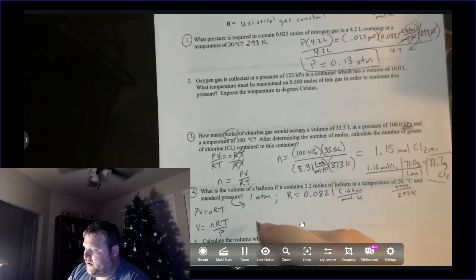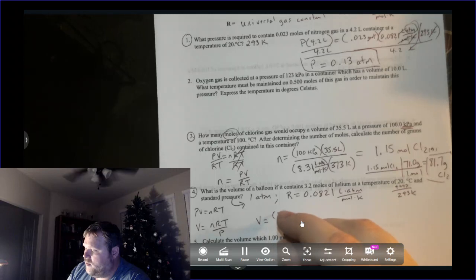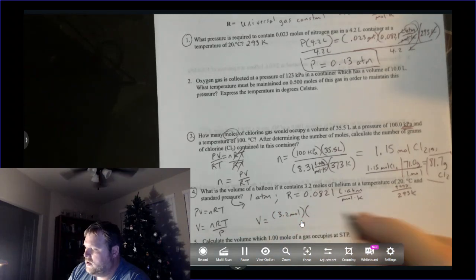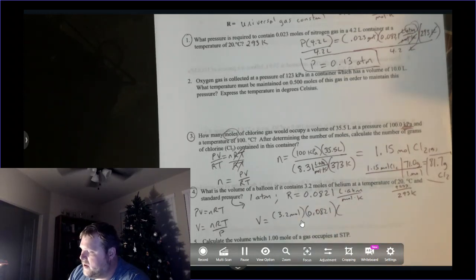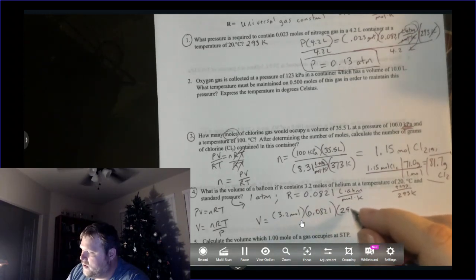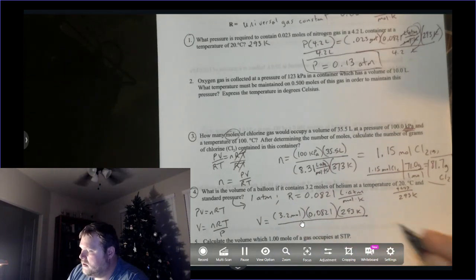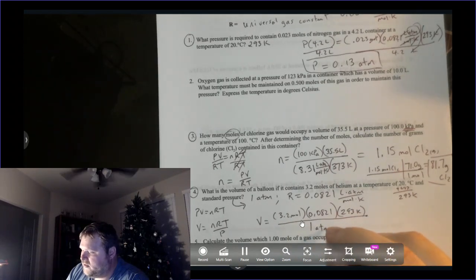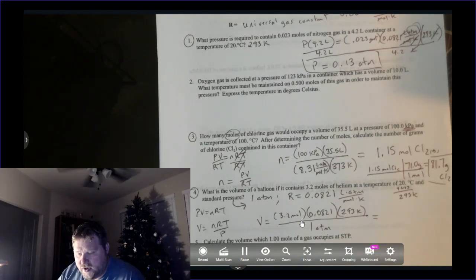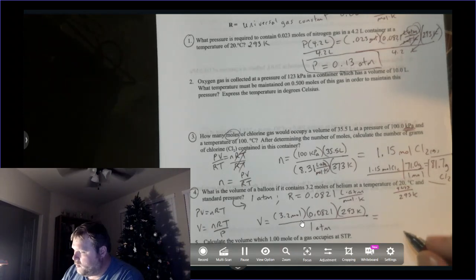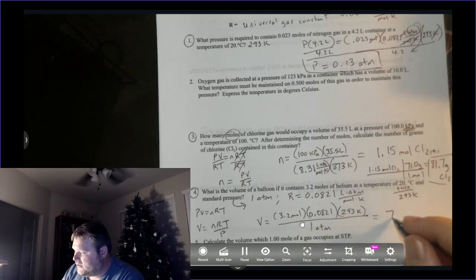All right, let's plug in here. We got 3.2 moles. We got 0.0821. I'm going to leave the units off here to save a little time. Our temperature is 293 Kelvin. And just that 1 atmosphere, which is basically pointless. We're not doing any algebra with that. So all we have to do really is simplify the numerator. 3.2 times 0.0821 and then times 293.